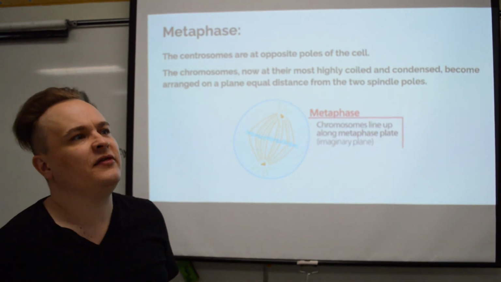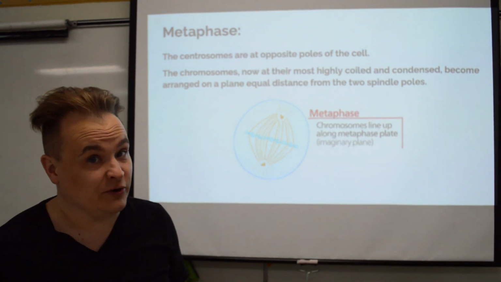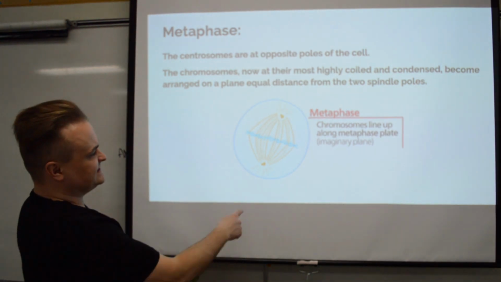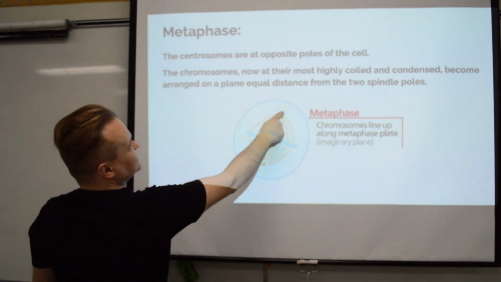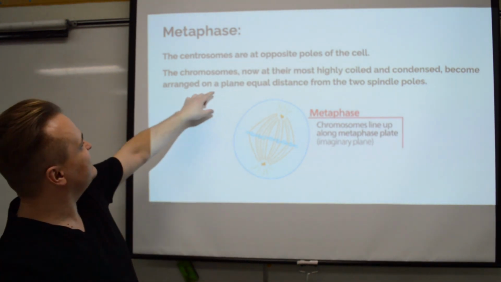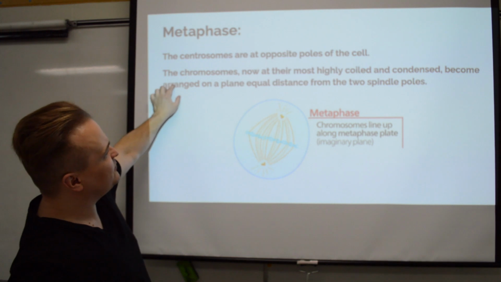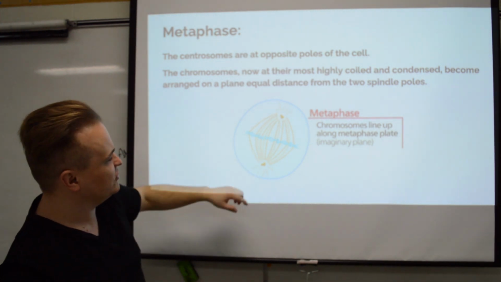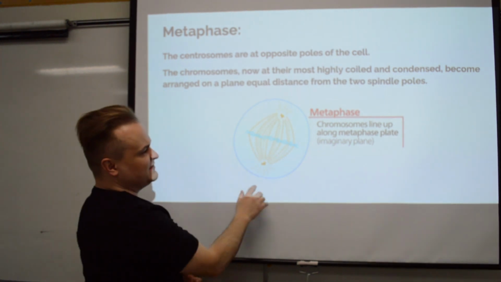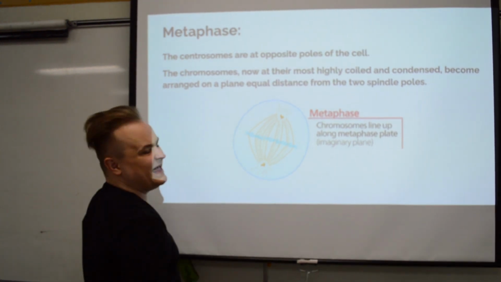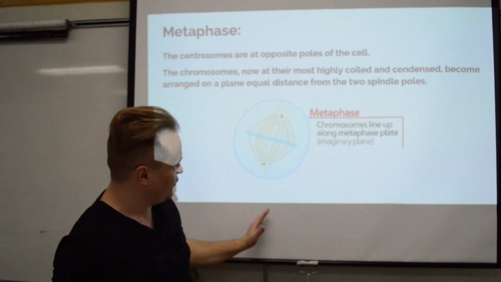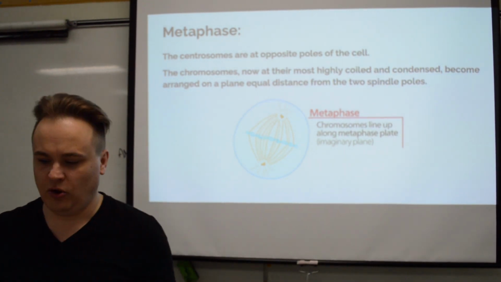Why do they move them all to the middle? Well, it's actually pretty cool. So the centrosomes are at opposite ends of the pole, right? The chromosomes are now their most coiled and condensed, and they become arranged on a plane equal distance from the two spindle poles. Those are your spindle fibers, and they have lined up everything in the middle, the equator. Now it doesn't mean it's going to be like this. The equator could go this way. It's whatever splits the cell in the middle.